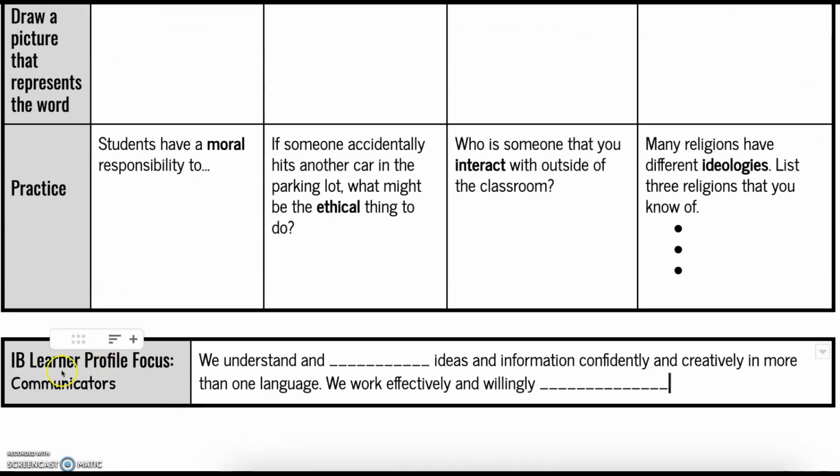Alright, let's discuss our learner profile focus for this unit. We're really focusing on being communicators. When we're communicators, we understand and express ideas and information confidently and creatively in more than one language. Think of your world language situation, what other language you're using. We work effectively and willingly collaborate.